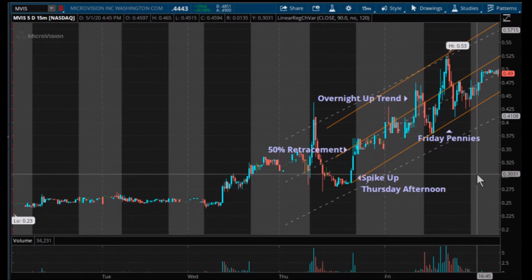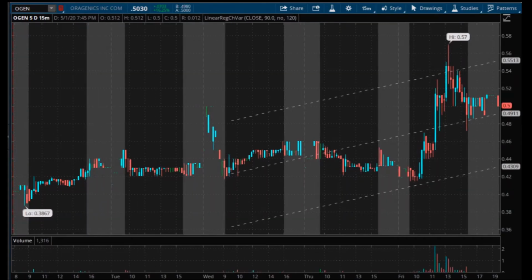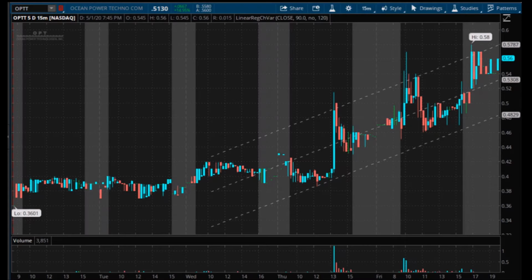Here's our first example, MVIS, with the dotted lines being the regression channel. As you can see, the median line catches most of the price action as it's going up. Our next example is OGEN, where the price action was mostly in between the channel. Here's our next example, OPTT. Again, everything's pretty much within the channel.